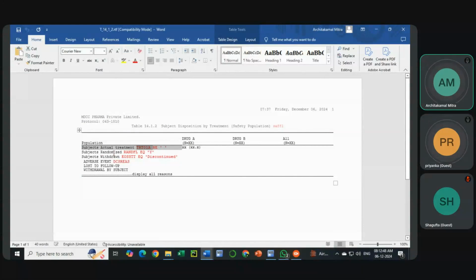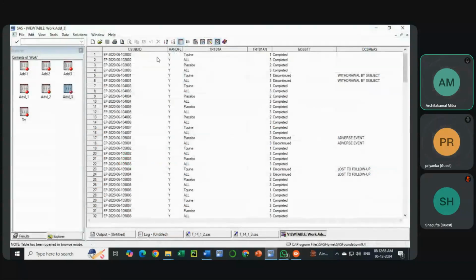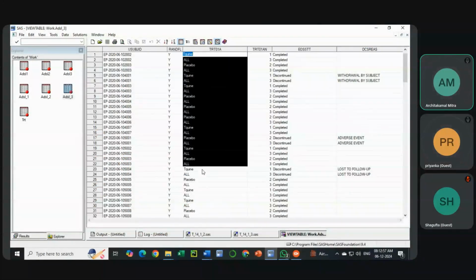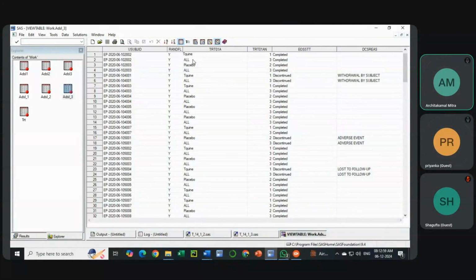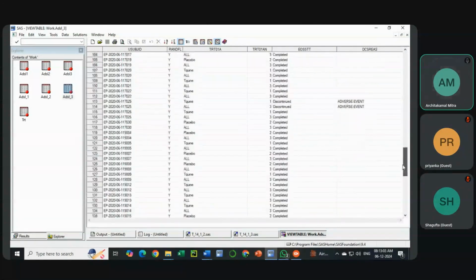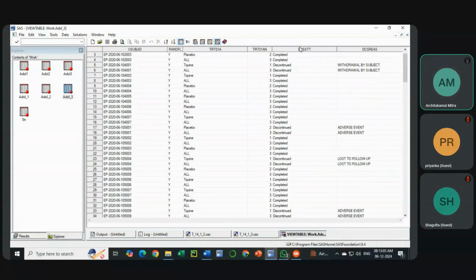Subjects randomized, we can get the count. Subjects withdrawn, we can get the count, and also the reasons. If you see this table, we have subjects who have TRT01, we will get the counts for Xanomeline, placebo, all. For the people who are randomized, we will get all. For the people who have discontinued, also we will get. And the reasons, also we will get. So that's why we have made this table a little bit shorter.